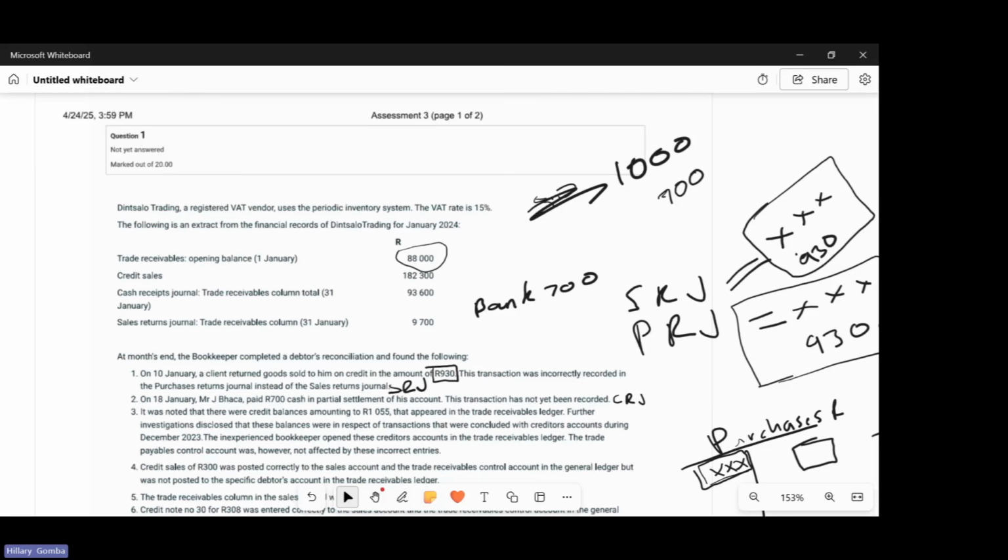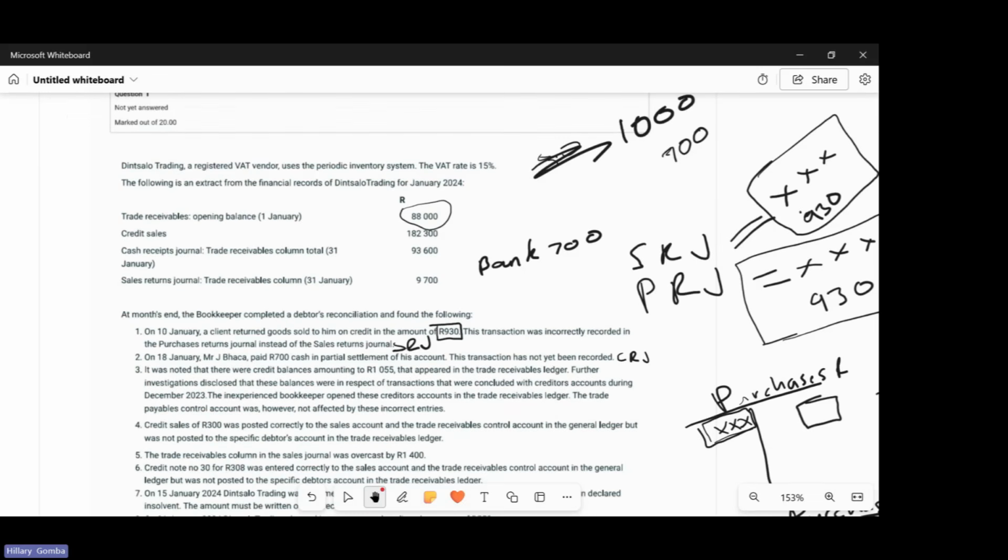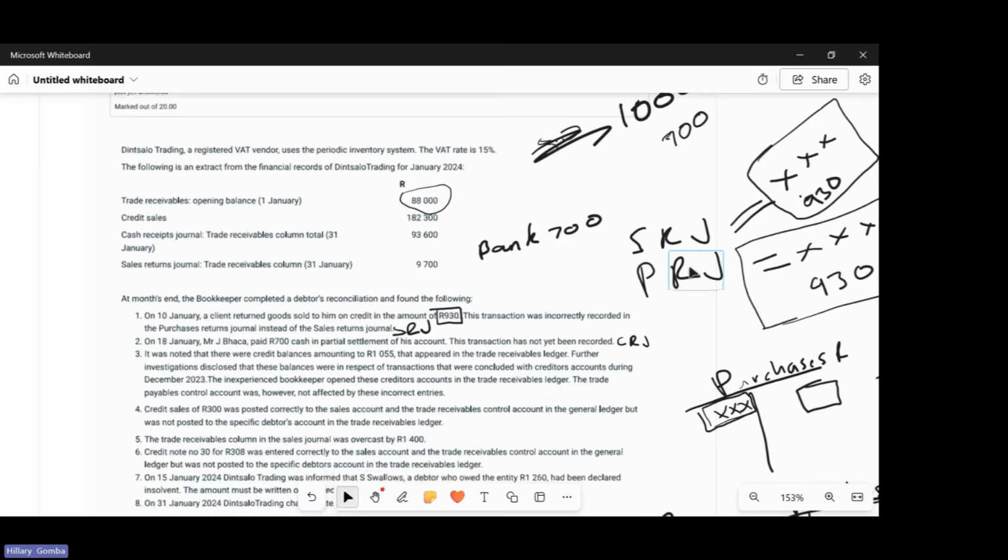Okay. If there are no questions, then we proceed to the next one. The next one says, it was noted that there were credit balances amounting to 1,055 that appeared in the trade receivables ledger. Further investigations disclosed that the balances were in respect of transactions that were concluded with creditors' accounts during December 2023. The inexperienced bookkeeper opened these creditors' accounts in the trade receivables ledger. The trade payables control account was, however, not affected by these incorrect entries.